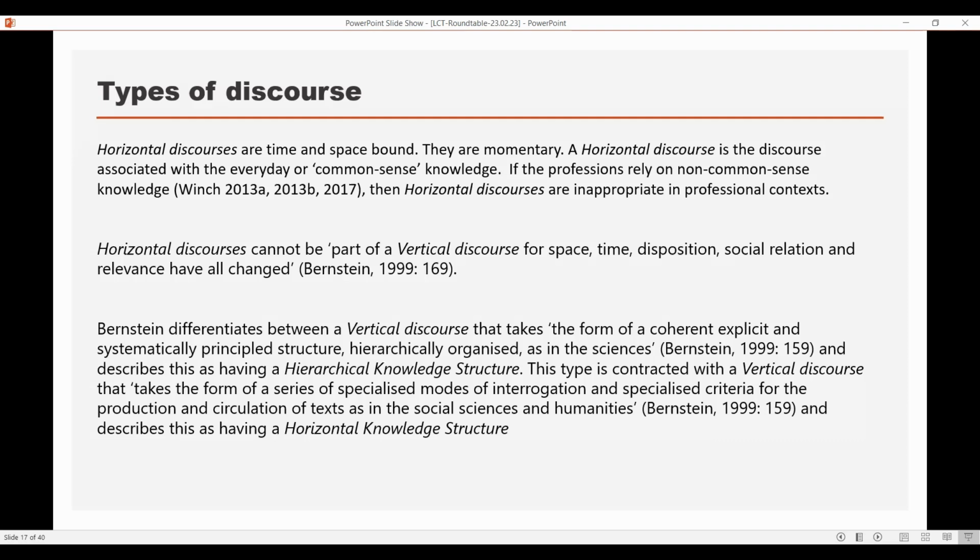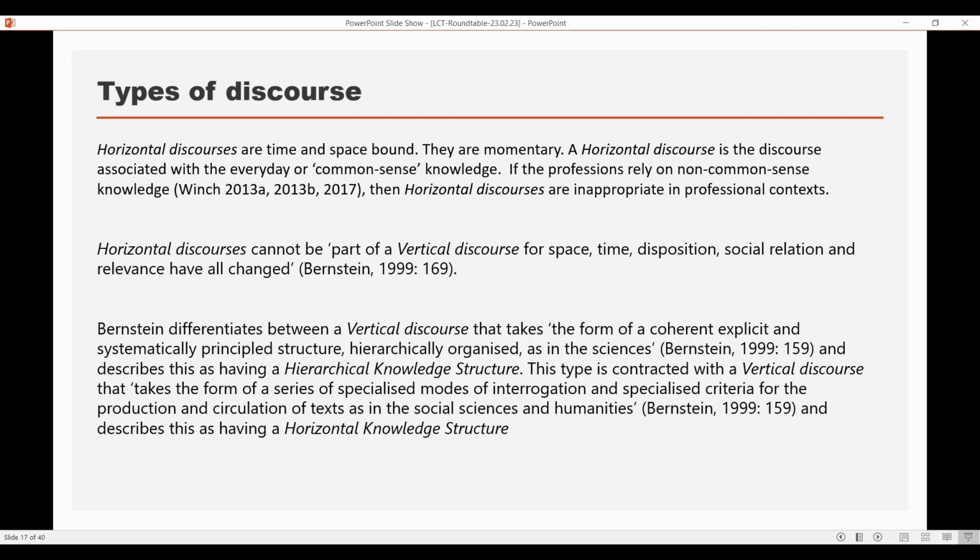In a vertical discourse, there is reference to systematically principled knowledge structures. In a vertical discourse, there is reference to some of these gravity light concepts. And within vertical discourse, and this is what I spent ages getting my head around, Bernstein then differentiates between hierarchical and horizontal types of vertical discourse. So a vertical discourse can be very hierarchical, which he talks about as very specialised, or it can be in the nature of a horizontal form. So within those big ideas, there are connections between contexts in a horizontal knowledge structure form.